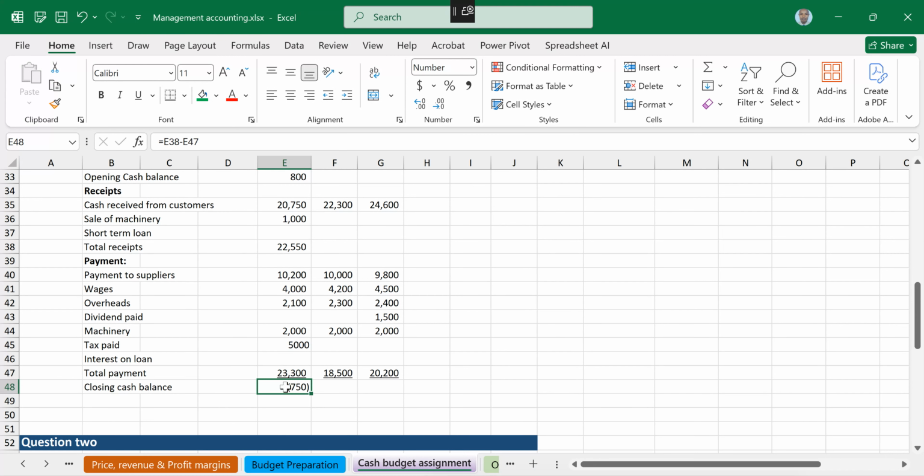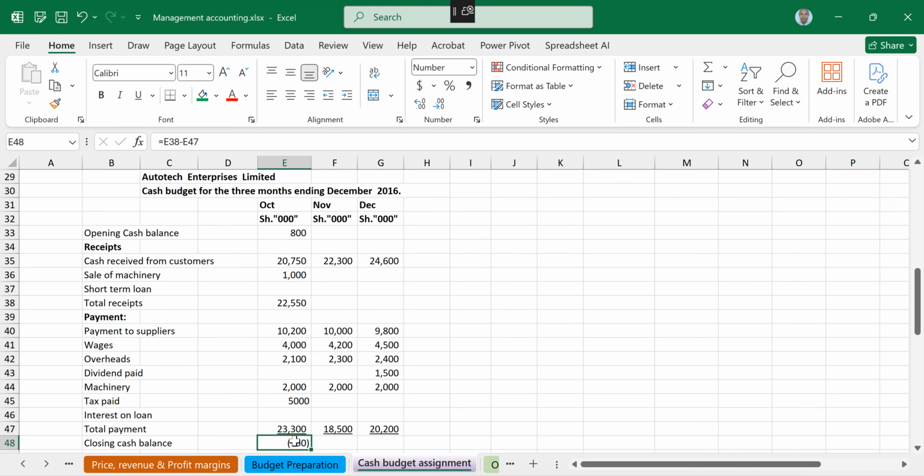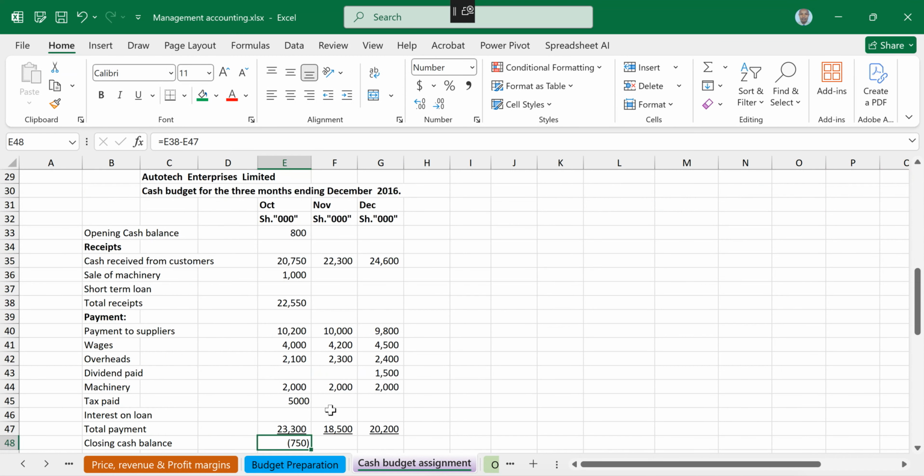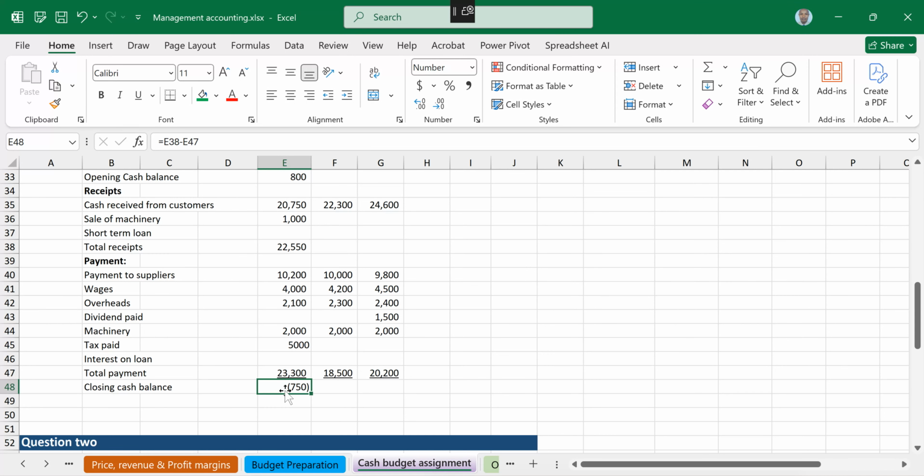Now they said, this is negative 750. If cash balance falls below 500, a short-term loan will be arranged at an interest rate of 18%. Interest is payable monthly after the months of borrowing. So how much will you borrow to take this back to 500?